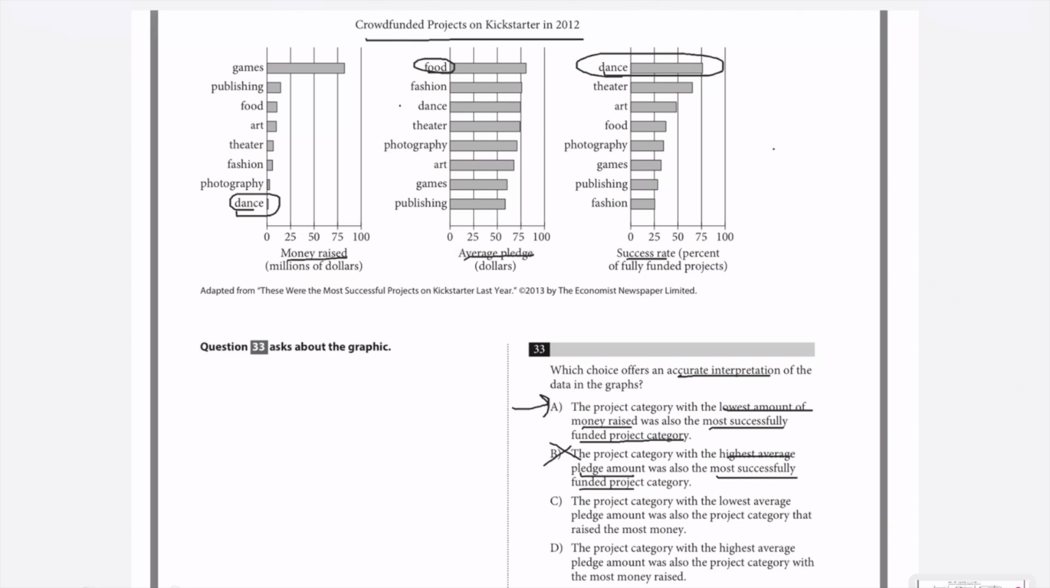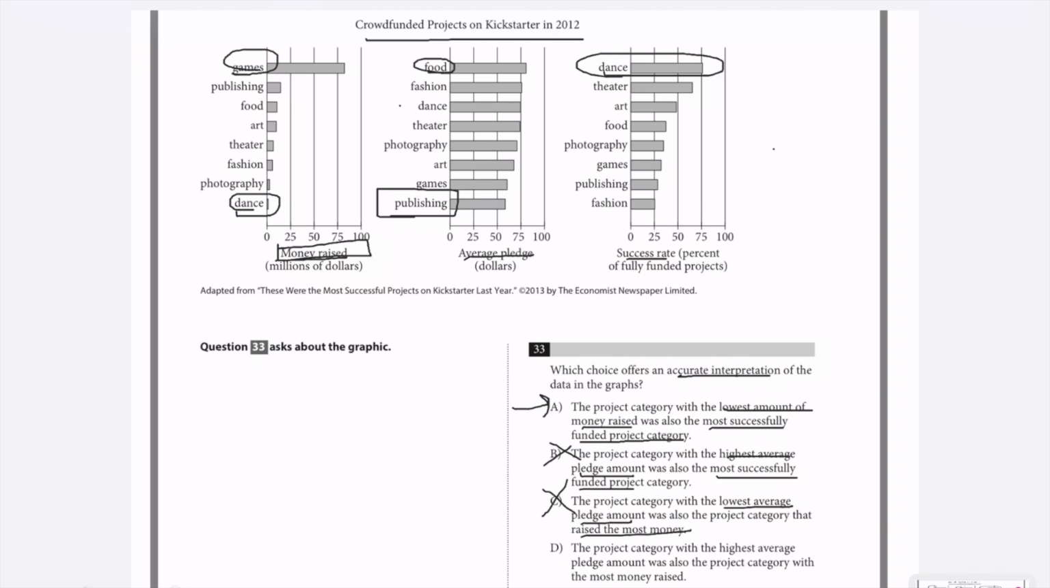Looking at answer choice C, we say that the project category with the lowest average pledge amount was also the project category that raised the most money. So we go to the graph that shows average pledge, which is graph number 2 again, and we're looking at the lowest average pledge amount, which in this case turns out to be publishing. Was publishing also the project category that raised the most money? We go to graph number 1 that shows money raised, and we see that the category that raised the most money was actually games. Since publishing was not the category that raised the most money, we see that C is also incorrect.